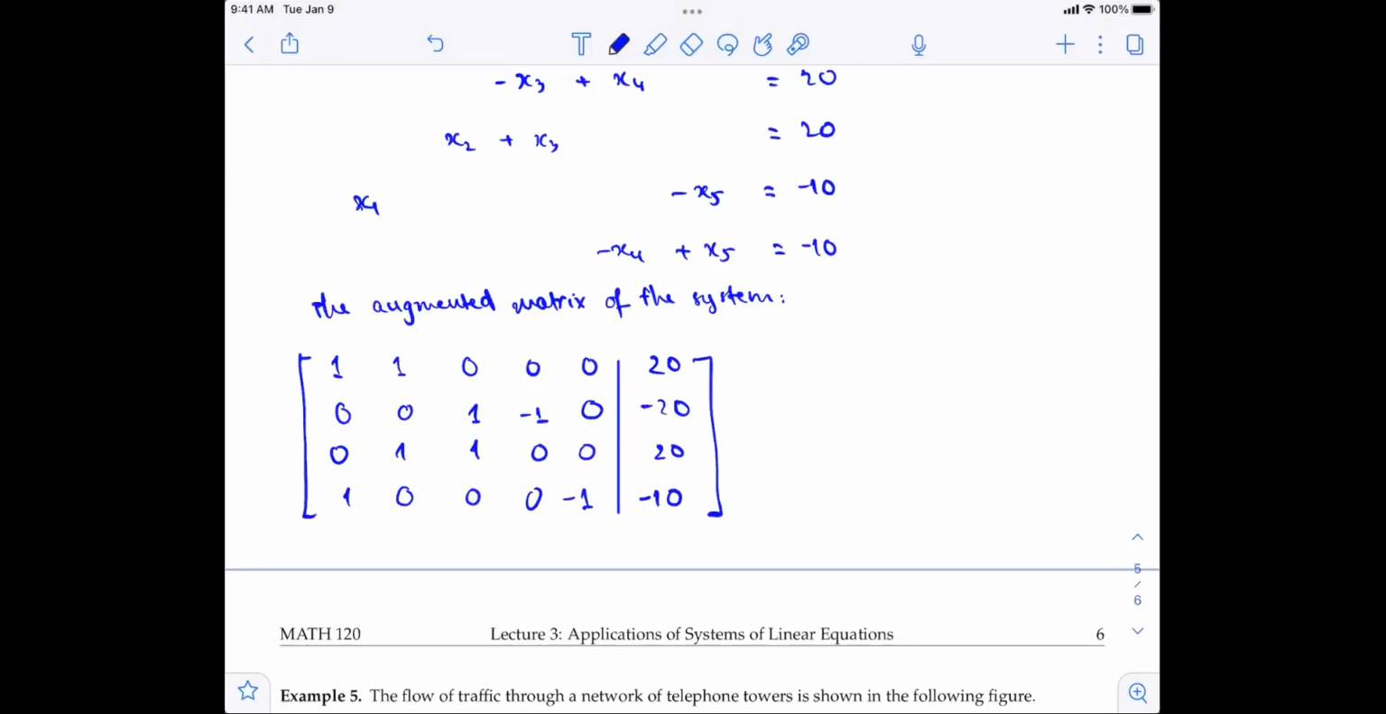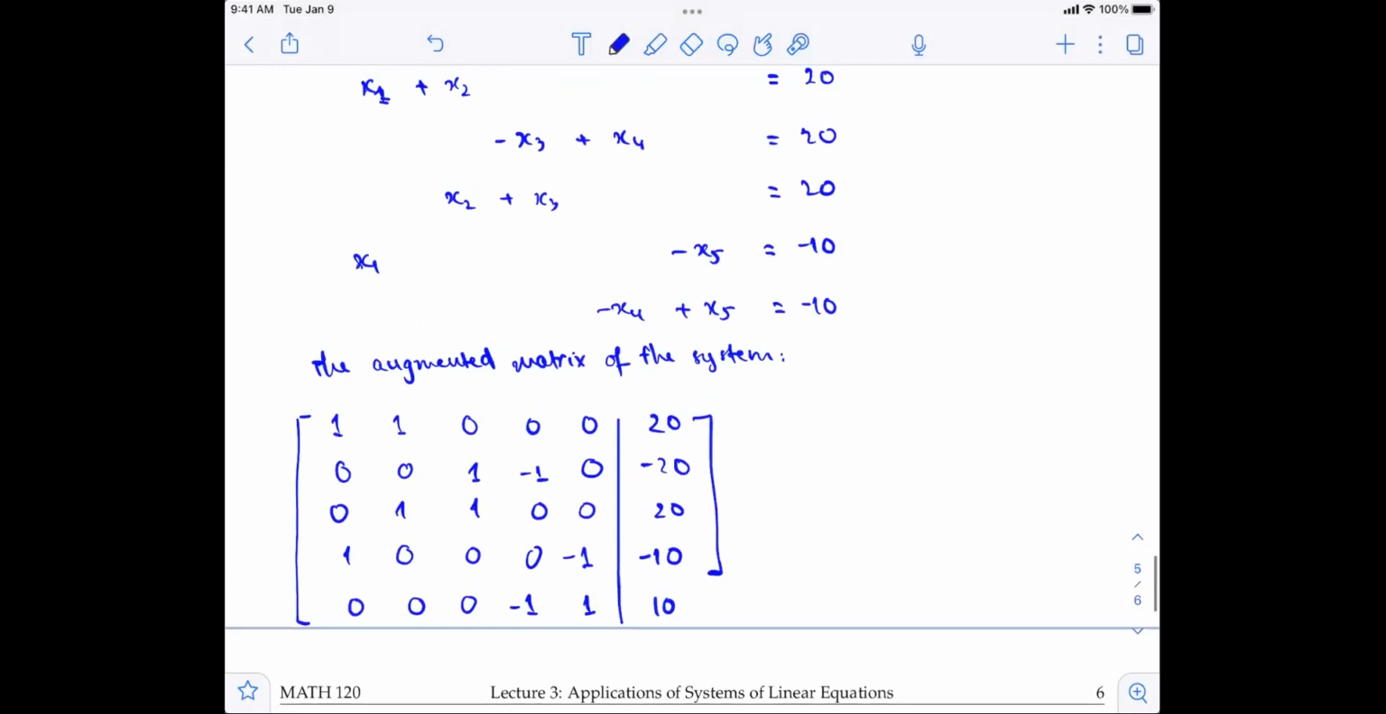And the last equation, let me erase this a little bit. The last equation is 0, 0, 0, negative 1 and 1, and this is positive 10. So I made some mistake here. This is positive 20, and this is negative 1, 1. Okay, so now I'm going to go to Python and set up this particular matrix to help me with the reduced row echelon form to obtain the values of x1, x2, x3, x4, and x5.